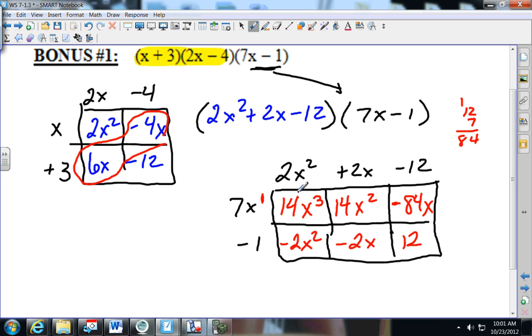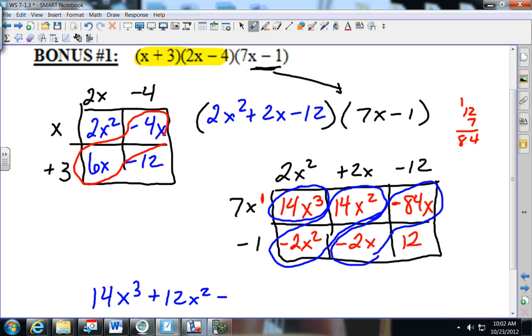Now, let's look at all these pieces. Are there any other x to the thirds anywhere in this table? No, so I have 14x to the third. Here are my x squareds. 14 minus 2, 12x squared. Now I've got my x's. Negative 86x. What about 12? Do I have any other units? Nope. Plus 12. And that's my answer.